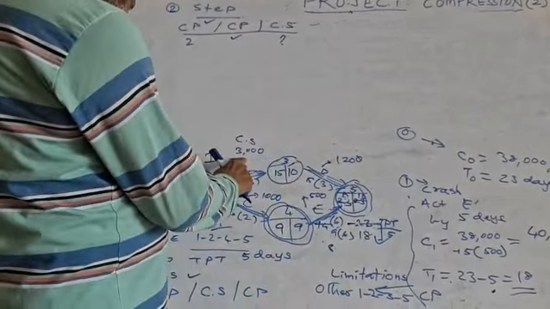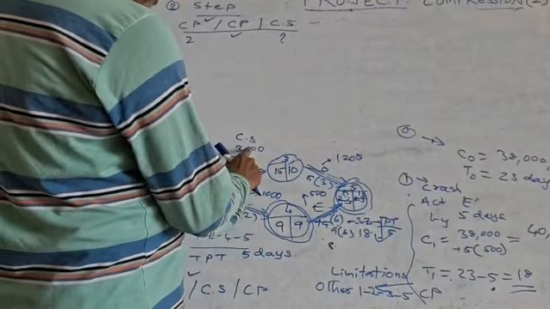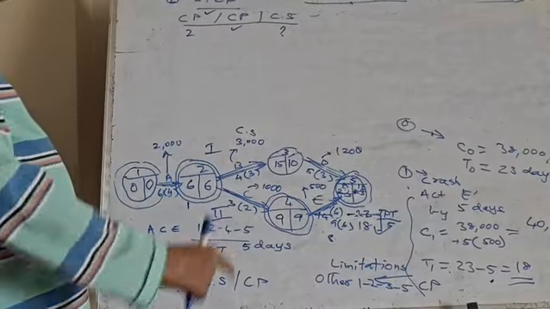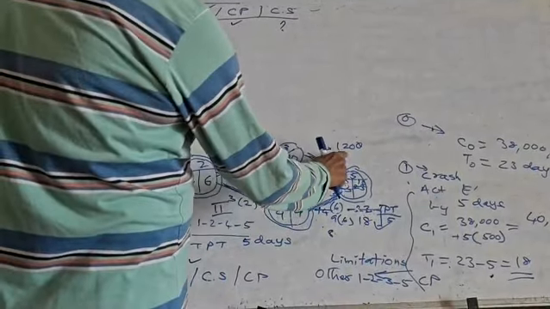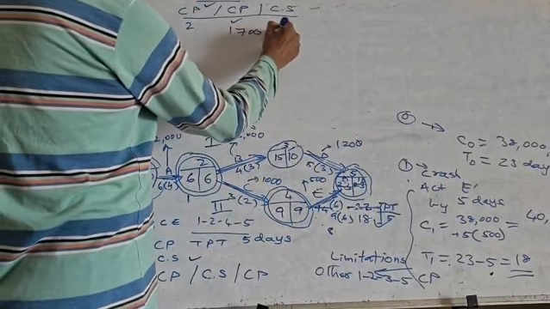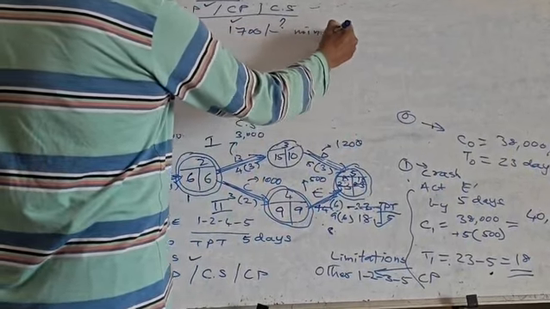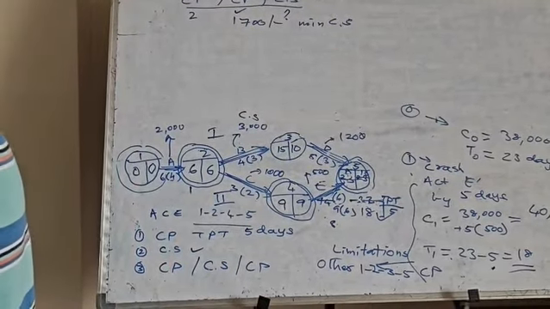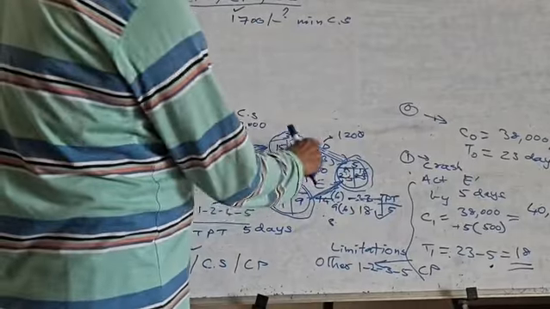If I take this B and E, this one will become 3500. So among all these, which is the minimum cost to slope? 500 plus 1200, so that will become 1700. 1700 becomes the minimum cost to slope, minimum CS. So what I have to do, what is the crash potential? Now you have to see among this.